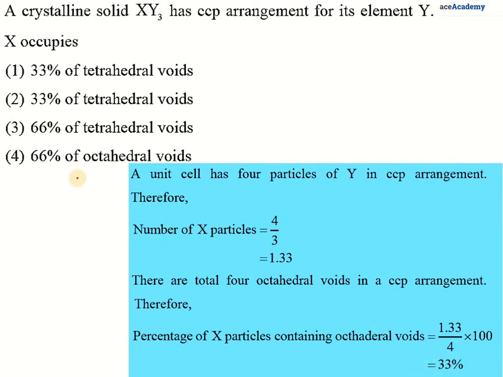That means X occupies 33% of octahedral voids. So the remaining percentage is what? That is 66% of tetrahedral voids. So we have 66% of tetrahedral voids. Yes, that is the right answer.